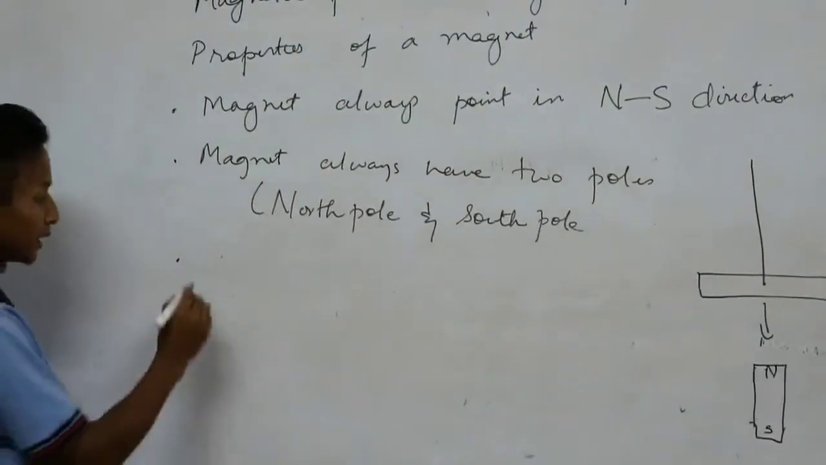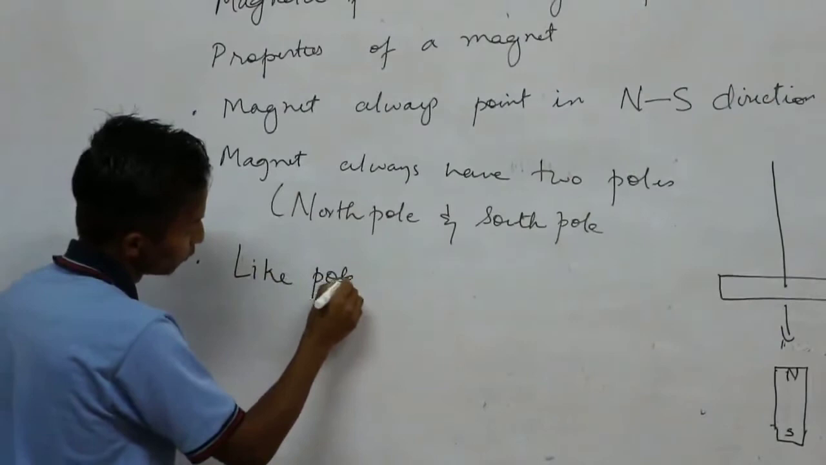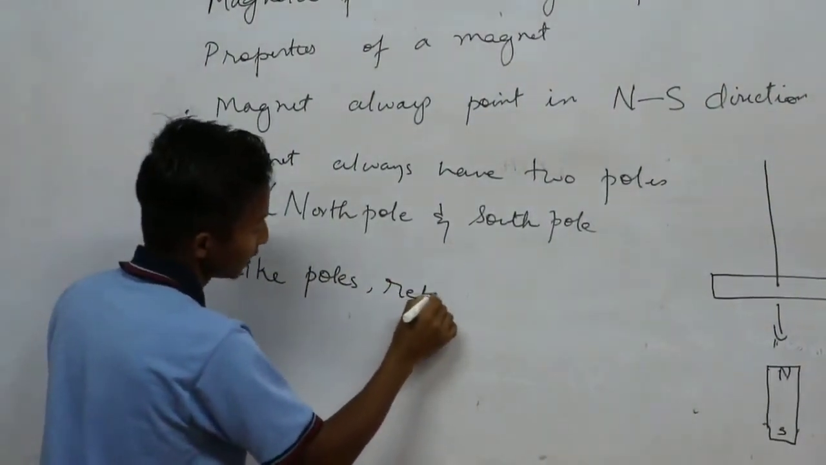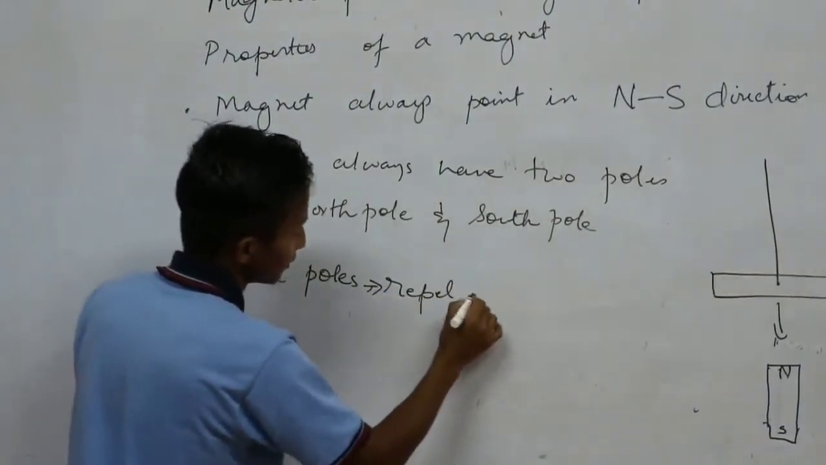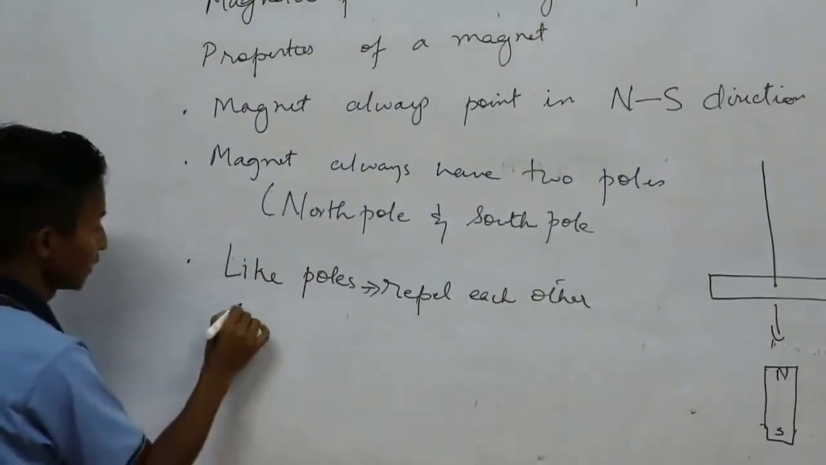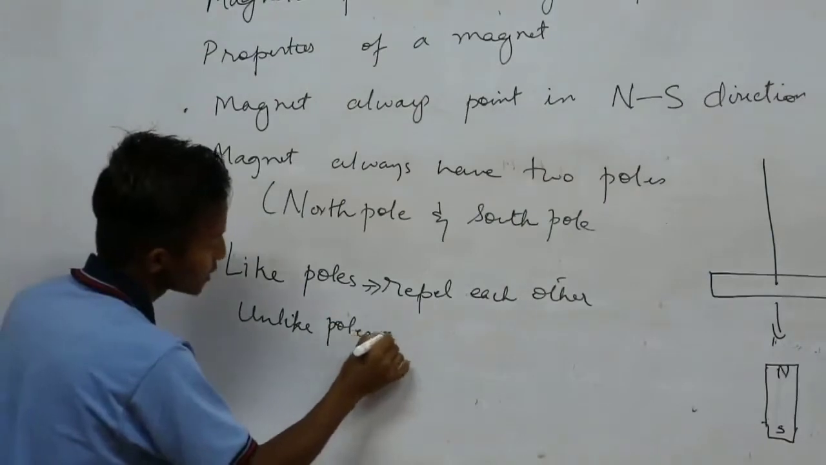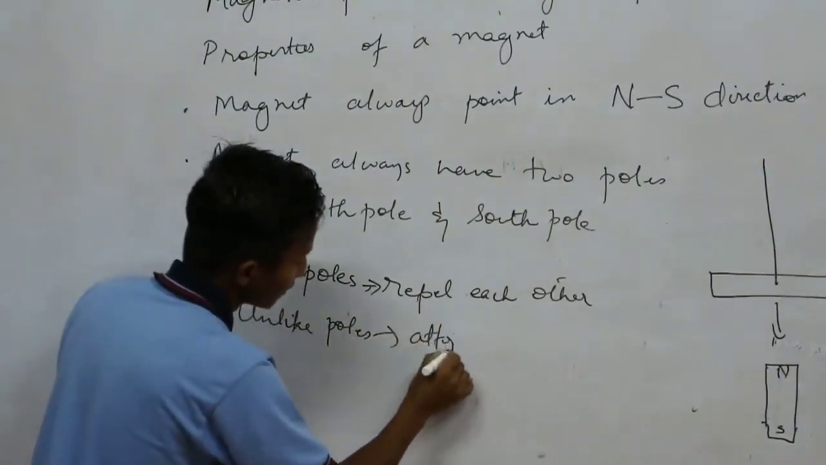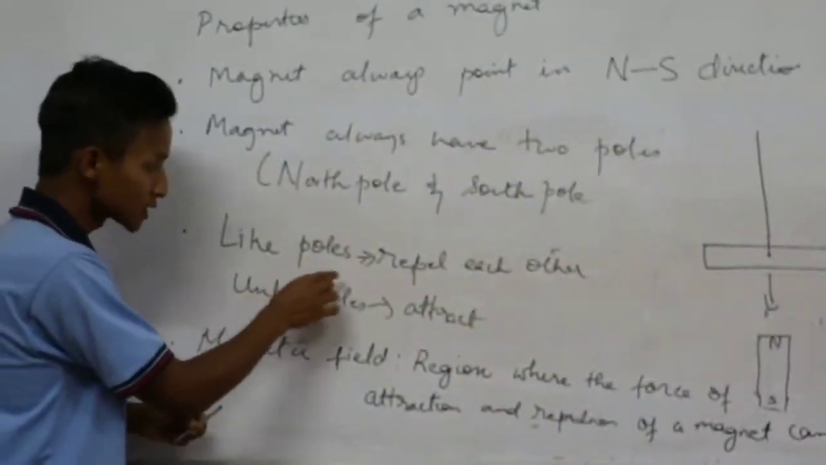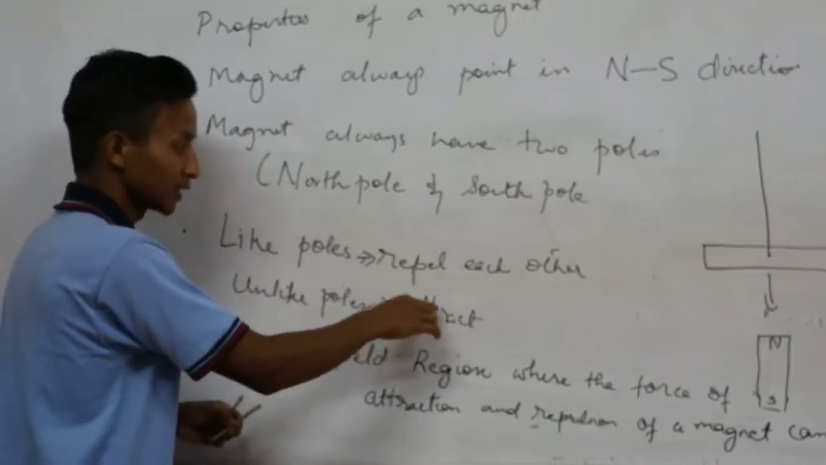Another property. Like poles repel each other, unlike poles attract. So like poles repel each other and unlike poles attract one another.